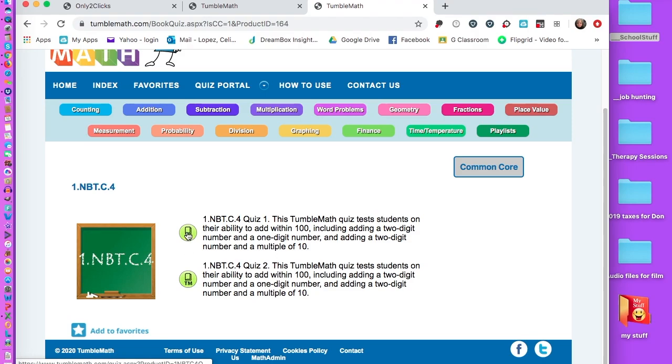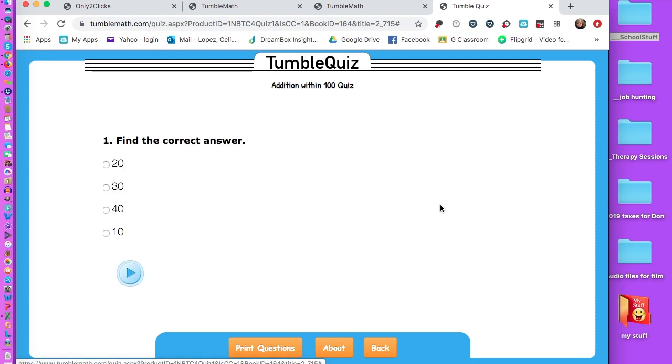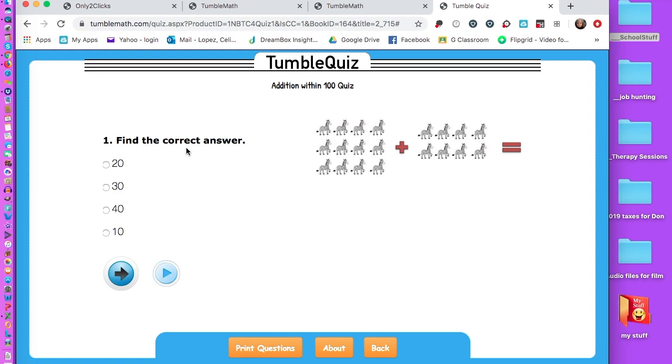You can click on the first one, take the full quiz or the quick quiz. Last time when we did the reading portion of Tumble Books, we did the full quiz. Let's look what the quick quiz looks like. Find the correct answer. We have 12 horses, plus 8 horses. Do you think that answer is 20, 30, 40, or 10?